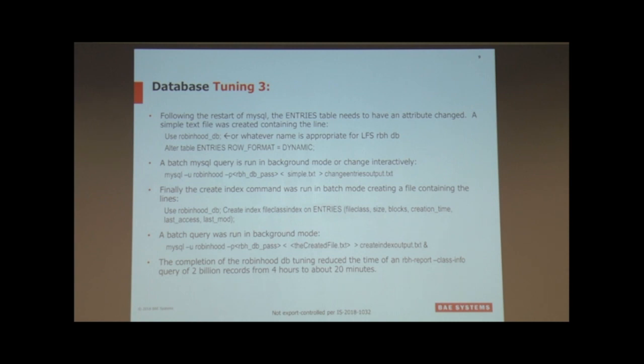We were doing this on a Lustre file system that at the time had over 1 billion entries. And the result was it reduced the time of our RBH report class info query of 2 billion records from 4 hours down to about 20 minutes. So these database tweaks worked for us.